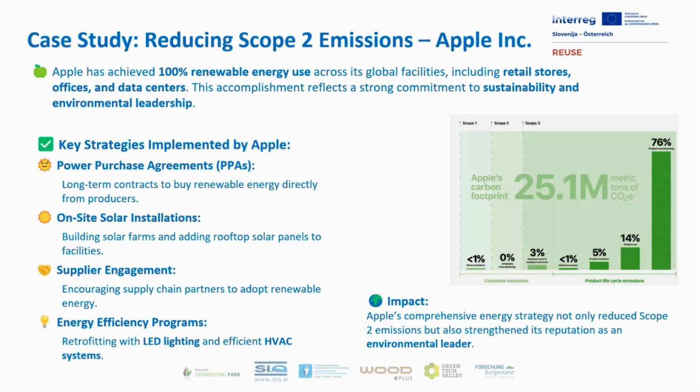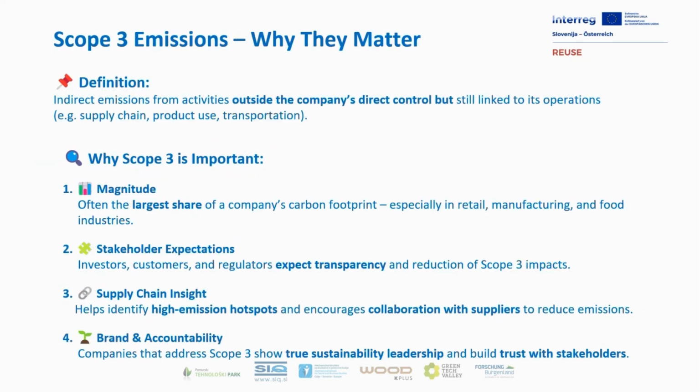stewardship. And now let's turn to Scope 3 emissions, which are by far the most complex and challenging to calculate. So Scope 3 includes a wide range of indirect emissions that happen throughout the entire value chain, both upstream and downstream of the organization's operation.